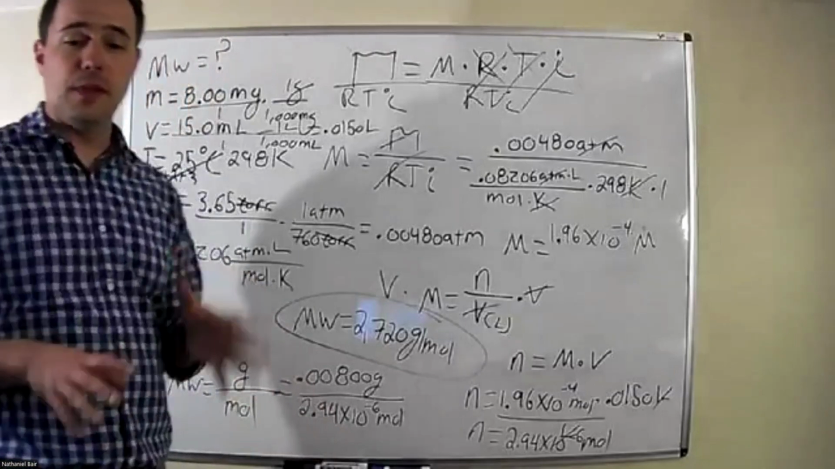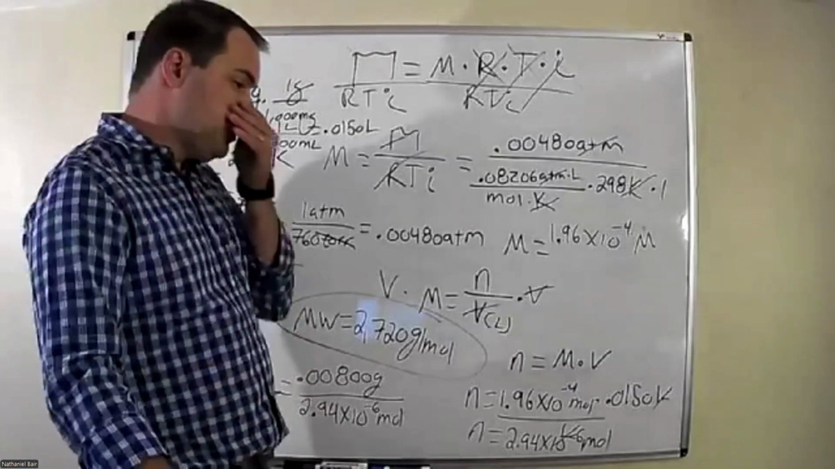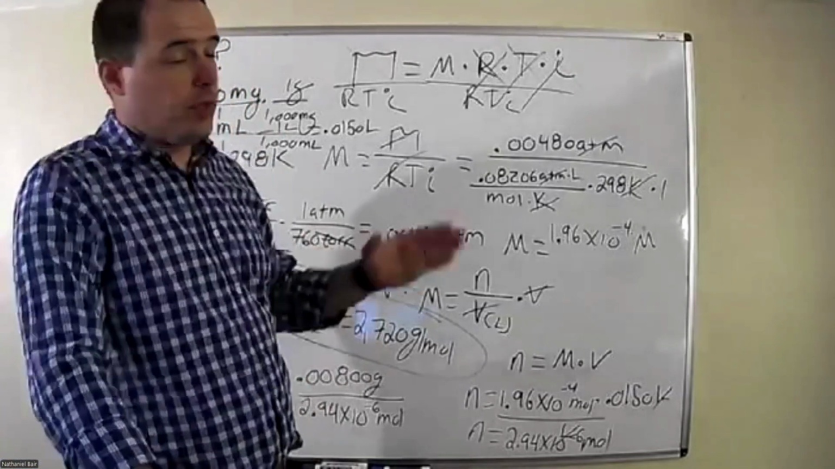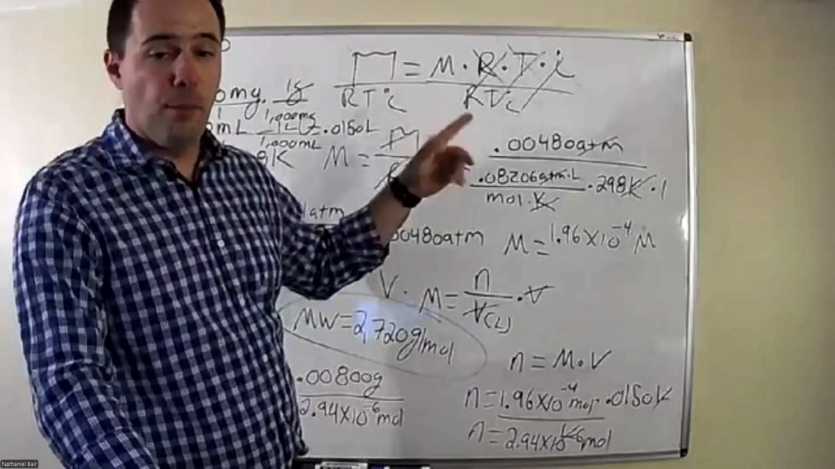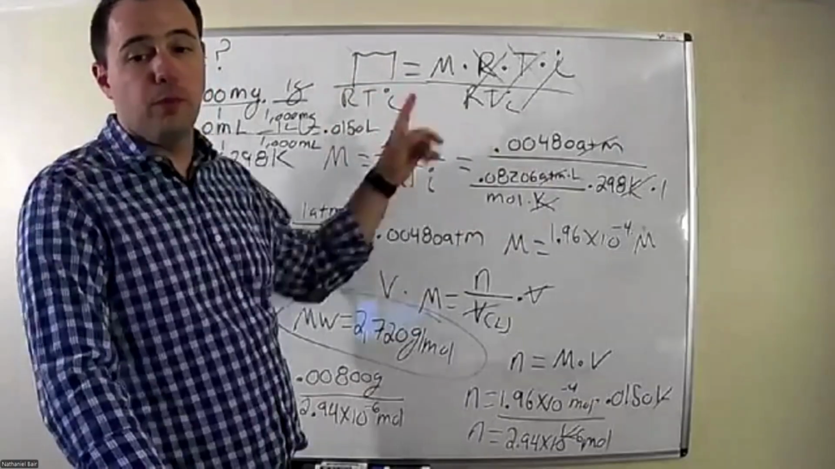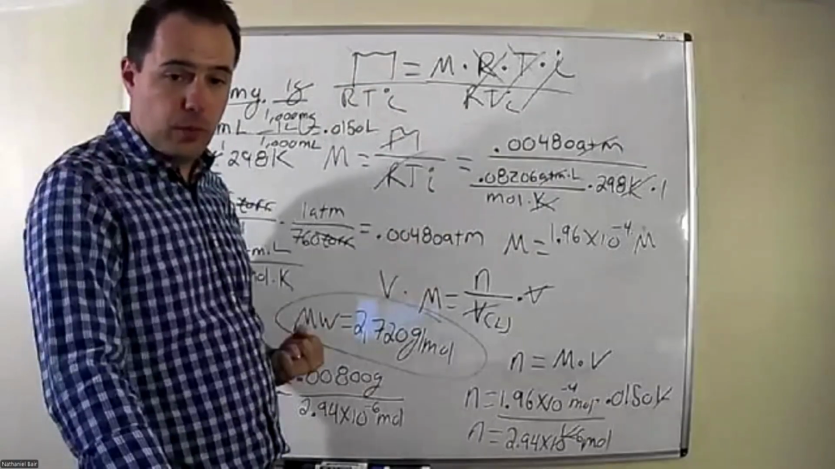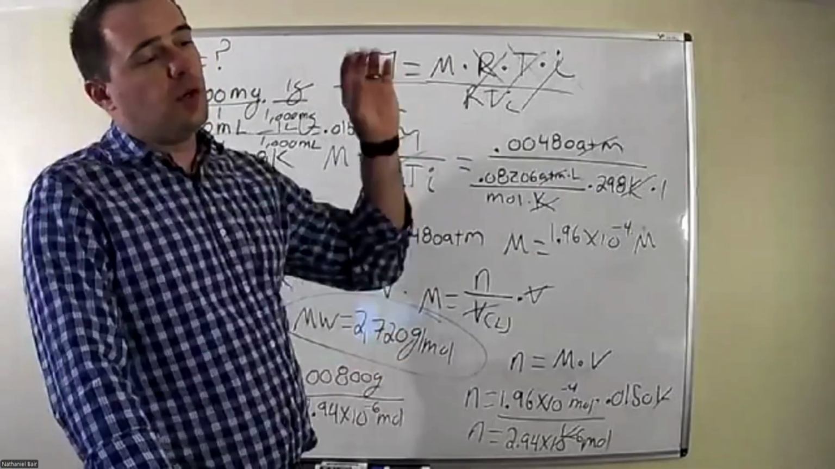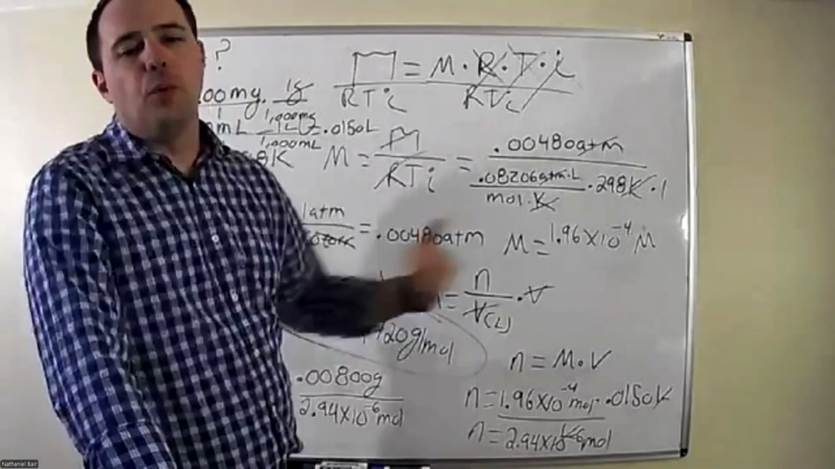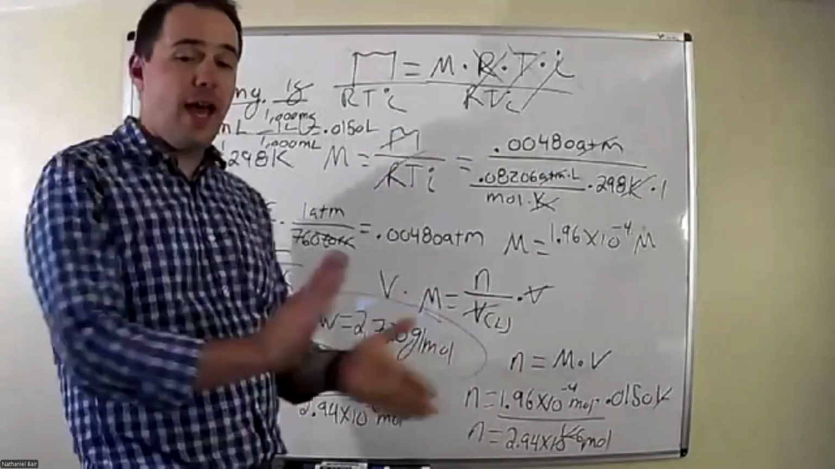Tomorrow in lab, we'll do something similar. Tomorrow in lab, you'll use freezing point depression. You'll get the freezing point depression and solve for the molality. Here we solved for the molarity and worked backwards to get the molar mass. Tomorrow, you're going to do something very similar. You're going to solve for the molality, and then you're going to work backwards. That is it.